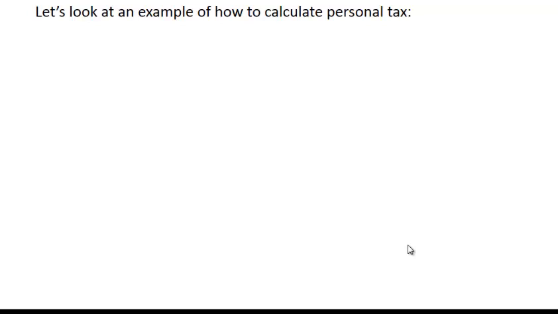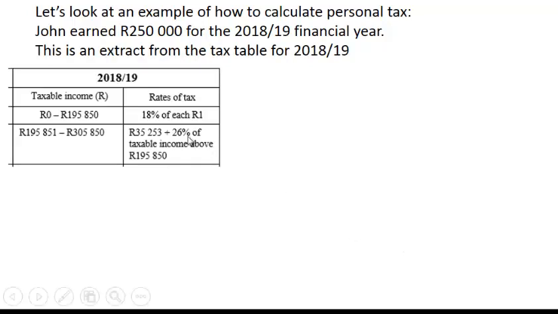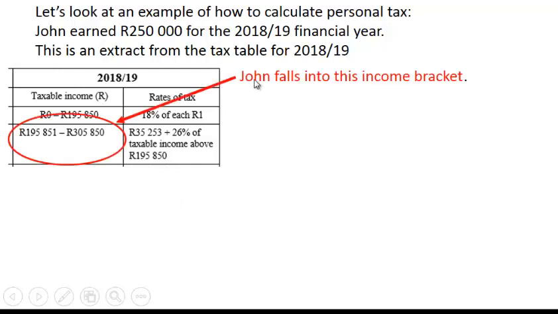Let's look at an example of how to calculate personal tax. So let's suppose we have John, who earned 250,000 Rand for the 2018-19 financial year, and this is an extract from the tax table for 2018-19. So there is a column for the taxable income and a column for the rates of tax for each different taxable income. Of course, this table will be much longer and include other levels of income as well. So John will fall into this income bracket between 195,850 Rand and 305,850 Rand, because he earned 250,000 Rand.